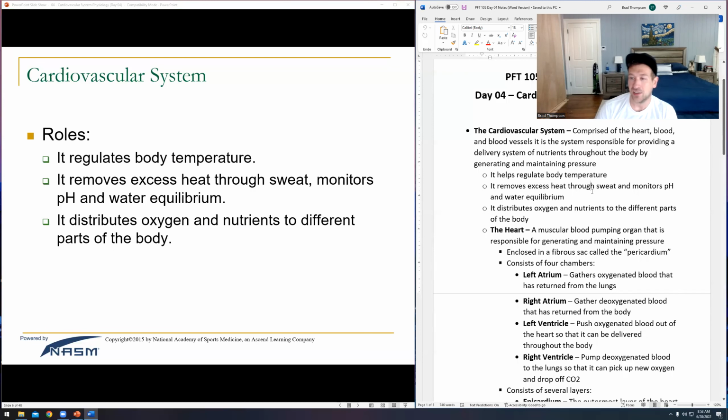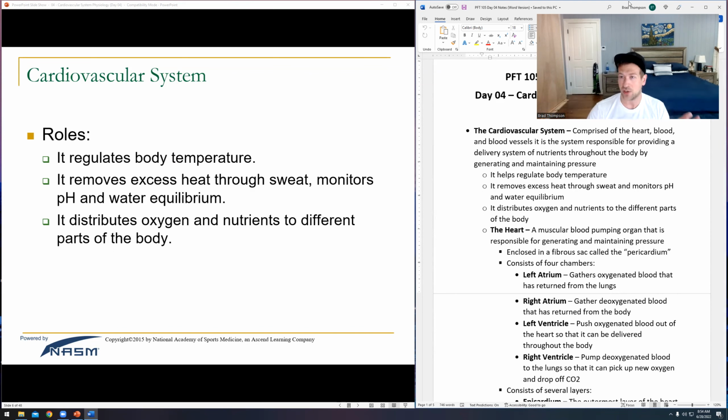So the cardiovascular system is going to be comprised of your heart, your blood, and your blood vessels. That's the system as a whole. You could argue that the circulatory system is the blood vessels part and the heart is its own thing, but put them all together and you have the cardiovascular system. When we're talking about the cardiorespiratory system, we're talking about how your heart and lungs are working together. This is responsible for providing a delivery system of nutrients throughout the body, and its main purpose is to generate and maintain pressure.